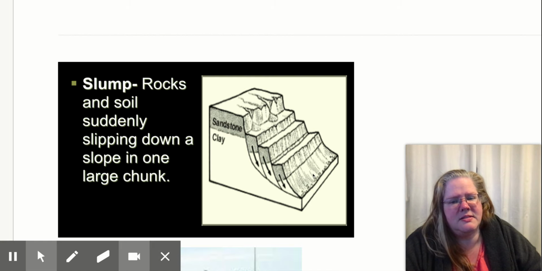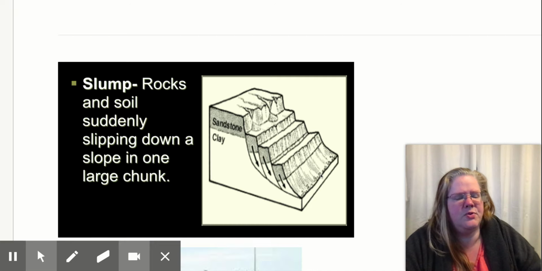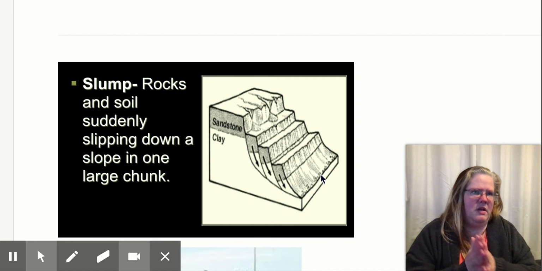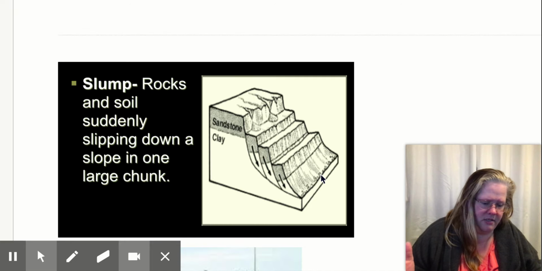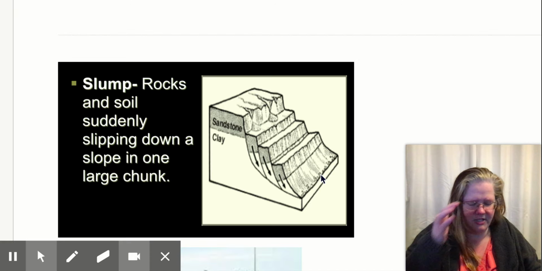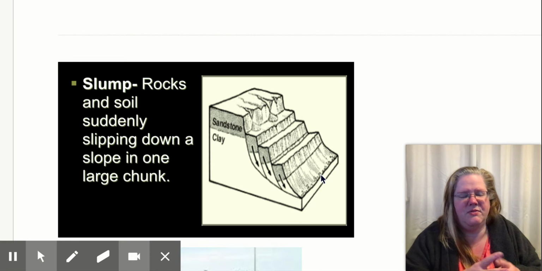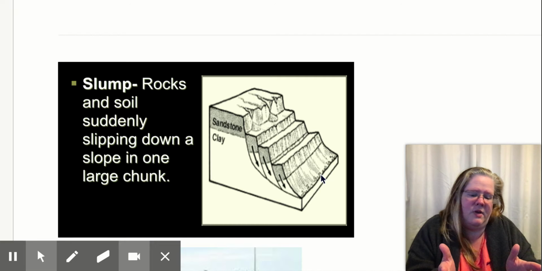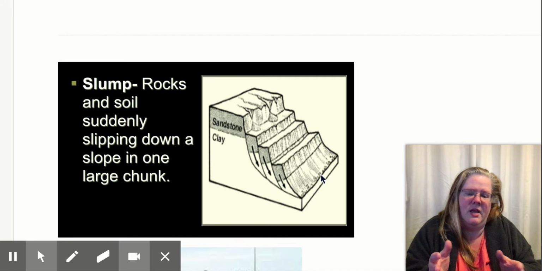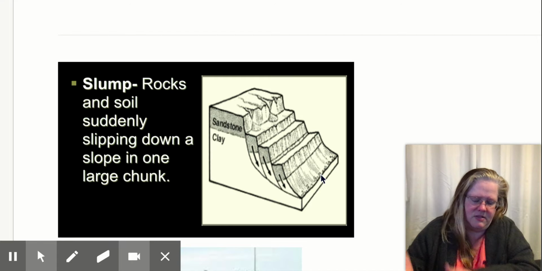But what happens is the stuff down here, kind of like think of under a transform fault where everything is pulling apart, right? Not a transform, sorry, it's too late. I should be doing this in the morning. Divergent fault, where it pulls apart and you have a rift valley forming. You have less stuff underneath it, and soil can start to slump down into it.